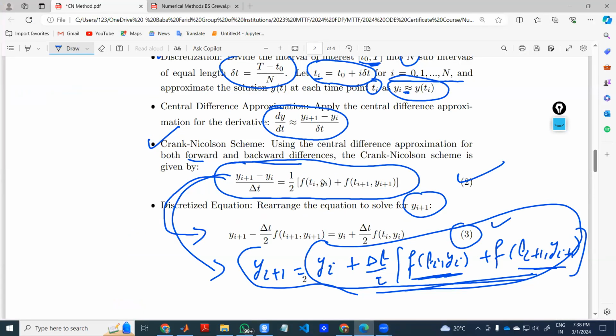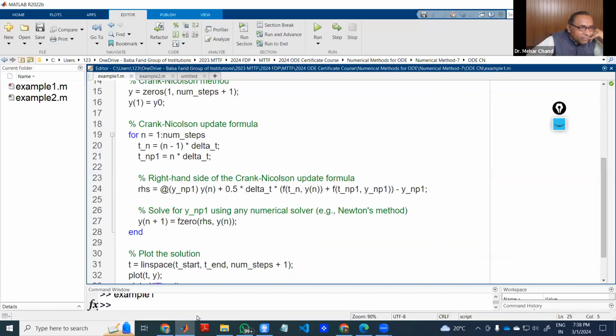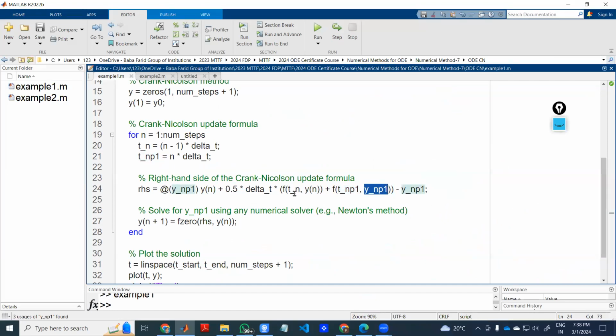See, come back here. See this equation number 2. Here we are using f(ti, yi), and in the second part we have f(ti+1, yi+1). So when you catch this equation and then come here, this is ti, yi. This is ti+1 and yi+1. Got it? Sure, sir. Done, sir. Thank you.